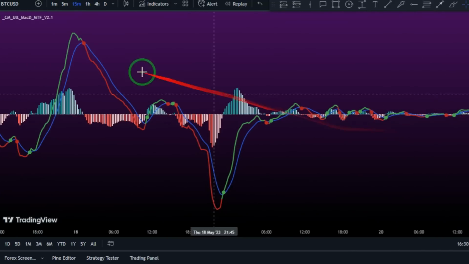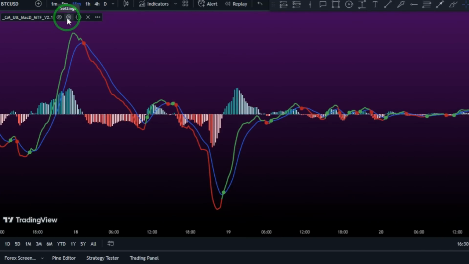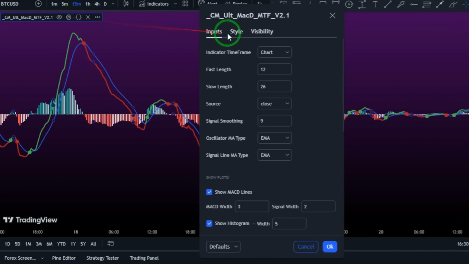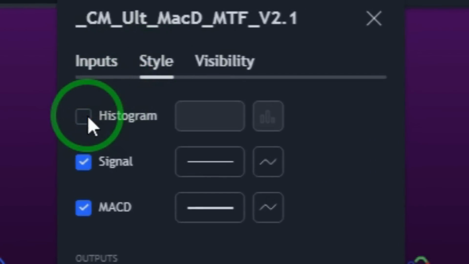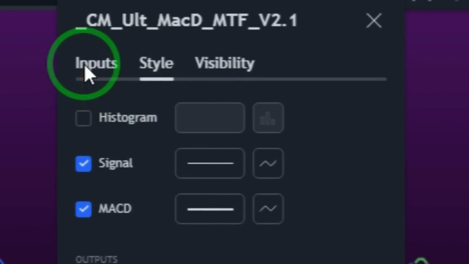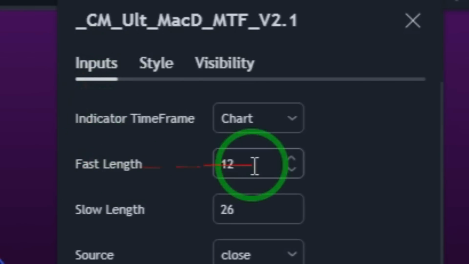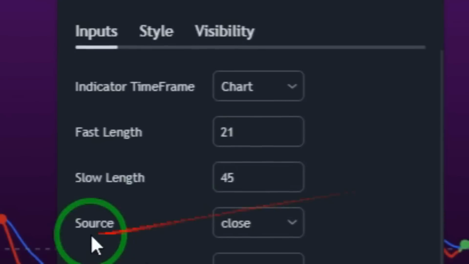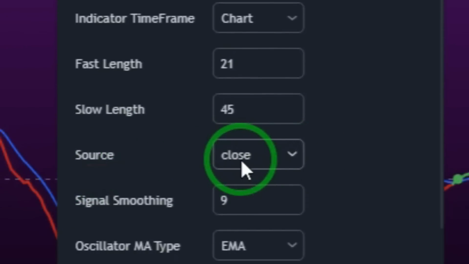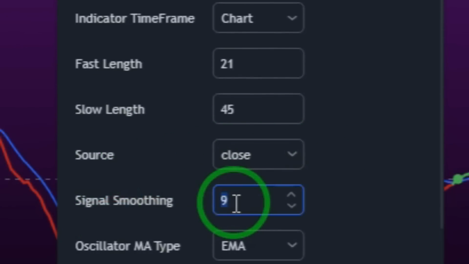Once you add it to the chart, get into the settings. In the style tab, turn off the histogram. Shutting that off gives a cleaner look. Then in the inputs, change the fast length to 21, the slow length to 45, and make sure source is set to close. Finally, set the signal smoothing to 14.